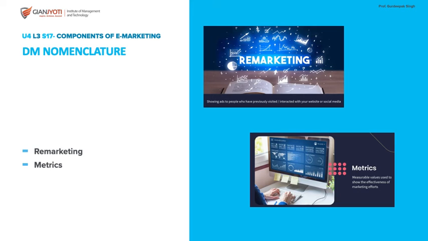Metrics, as we said, traditional marketing and digital marketing. In digital marketing, I should be able to know how effective my digital ad campaign has been, whether it has given me any return. So we call that measurable quantity metrics. The measurable values which we use to show the effectiveness of our marketing efforts on the digital platform.